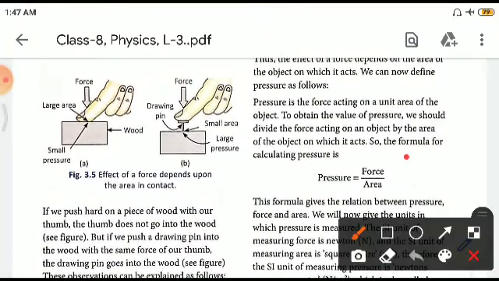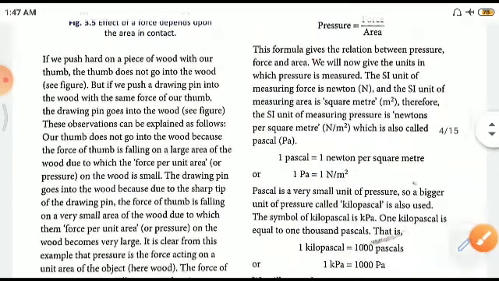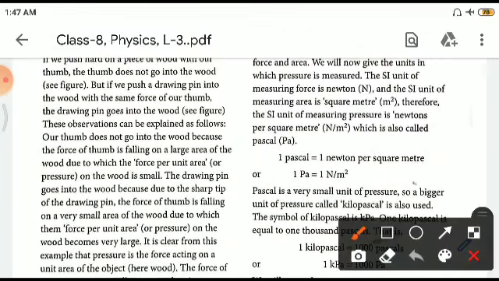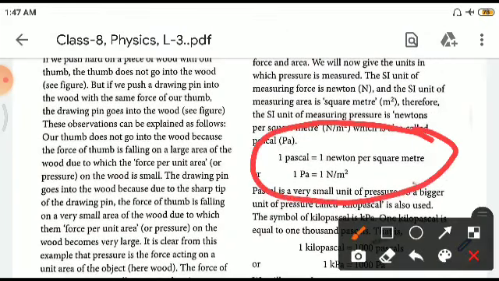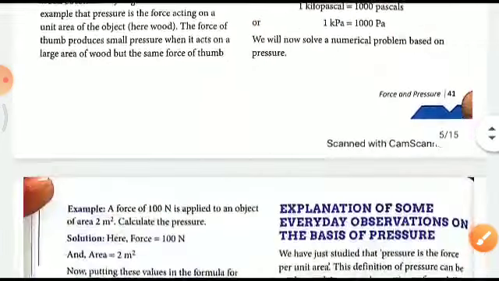This is the formula of pressure, and pressure is defined as the force acting on a unit area. The unit of pressure is Newton per meter square, or Pascal. Then there is kilopascal also.